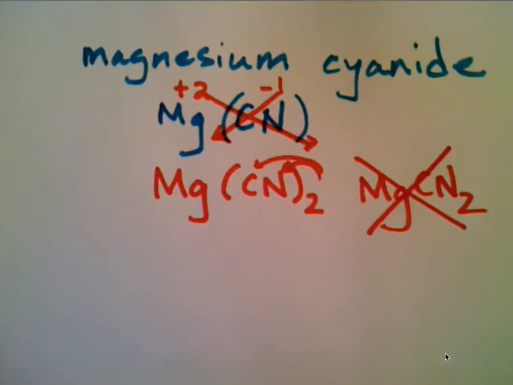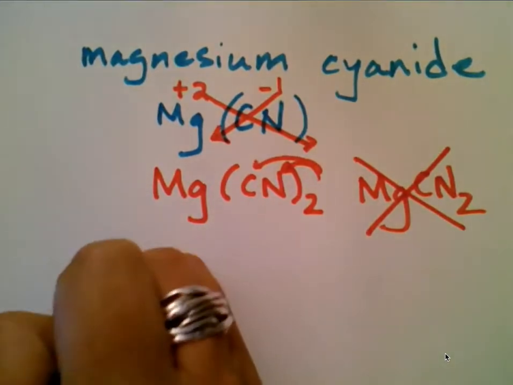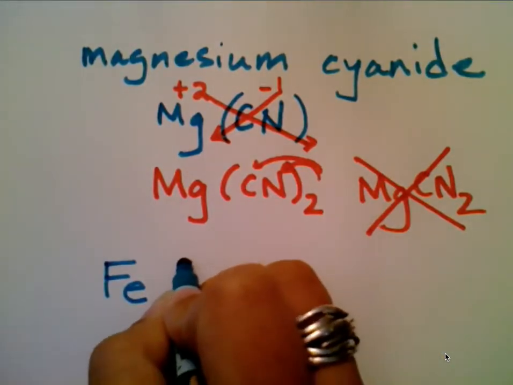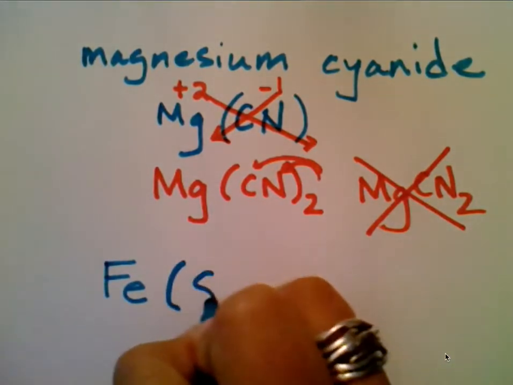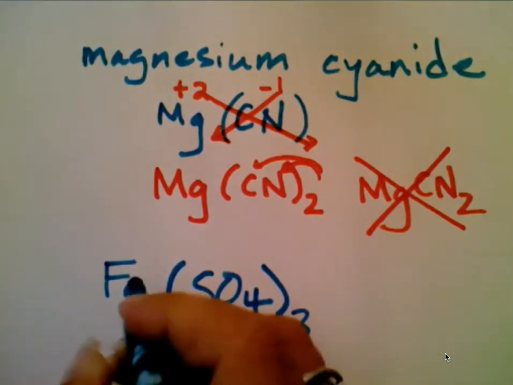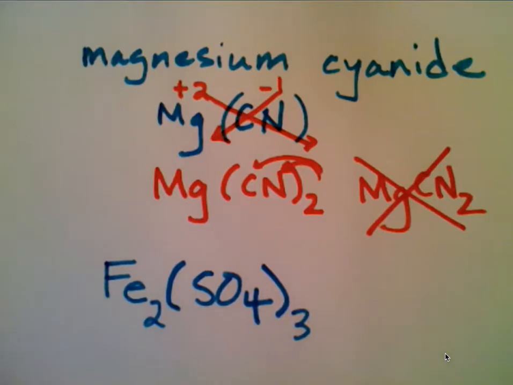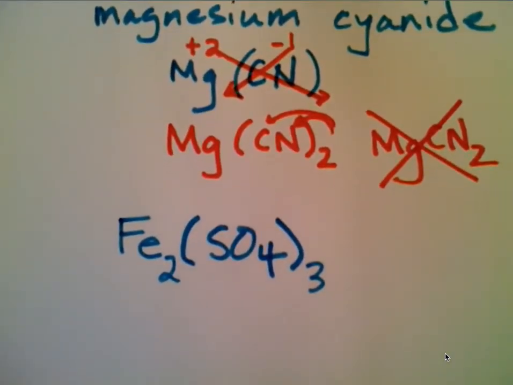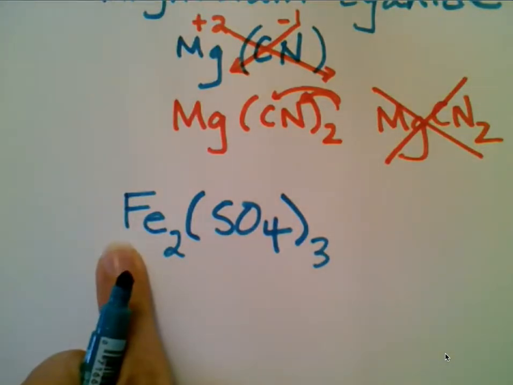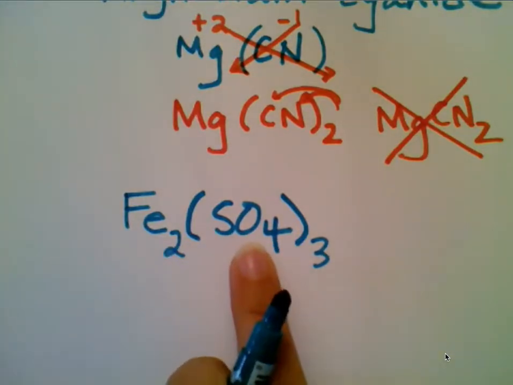Now, going backwards, if you're given the formula, so let's say that you are given this formula, Fe(SO4), and there happens to be a 3 there and a 2 there. We need to try and figure out what the name of this compound is. I know that this is iron. I don't know what this is.